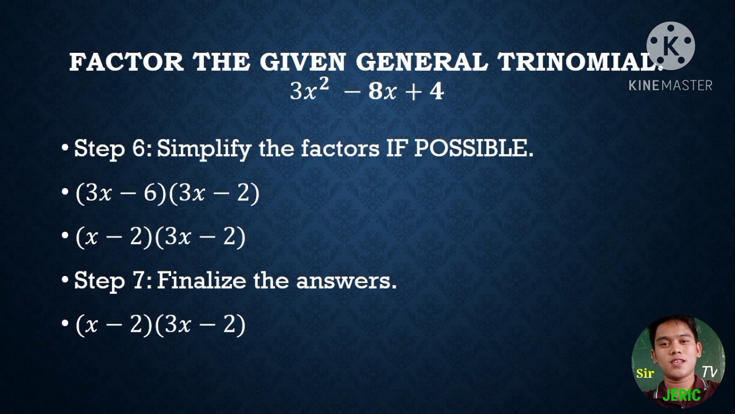And then the next or the final answer. And then the step 7 is to finalize the answers. So to finalize the answer, we have x minus 2 and then 3x minus 2. Okay? So that's all for our step.